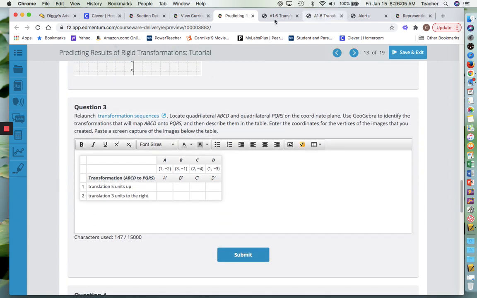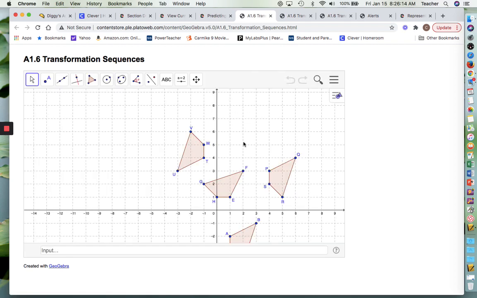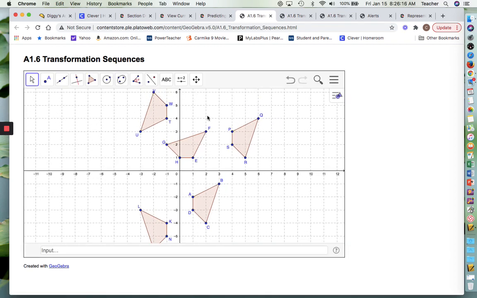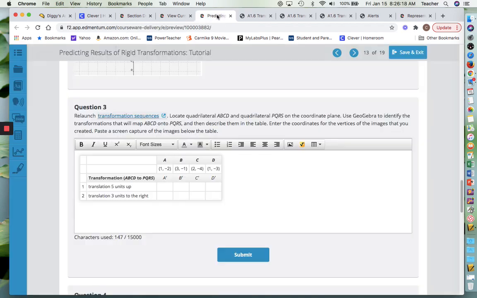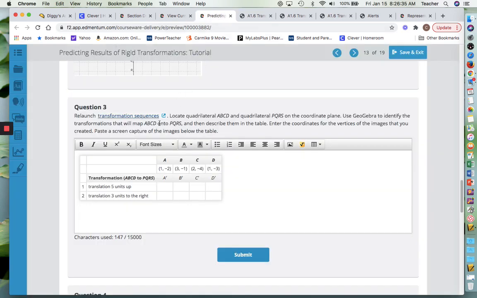All right, let's let them give us another one. So example number 3, or question number 3, we're going to relaunch transformation sequence. Looks like we got the same figure. Zoom out just a tad bit. All right, so we're locating quadrilateral ABCD and quadrilateral PQRS. There's my original, PQRS is right here. So I predict we're going to map our original to the image in some form or another.